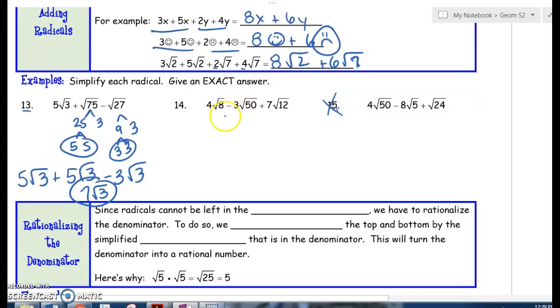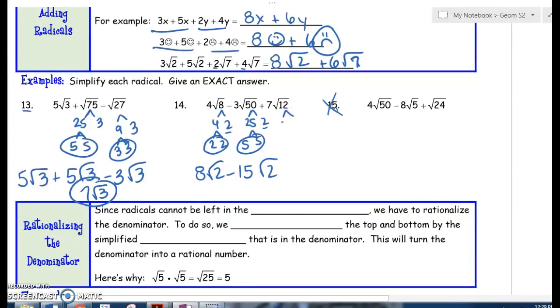Number 14, same idea. You can simplify these a little bit. Let's see, the 8 breaks down to 2 times 2 times 2. So the 2 is going to join the 4 out front. 4 times 2 is 8, and we still have the leftover 2. 50 can break down to 25 times 2, or 5 times 5. So we've got a pair of 5's and a leftover 2. 5 is going to join the 3 out in front. 5 times 3 is 15. Notice there's a minus. And then the leftover 2 stays under.